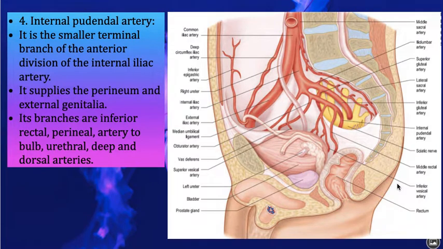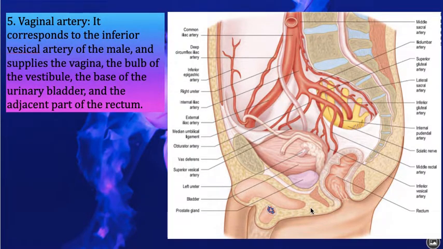Then we have the internal pudendal artery. We can see this is the internal pudendal artery, a smaller terminal branch of the anterior division of the internal iliac artery, supplying the perineum and the external genitalia. The branches are inferior rectal, perineal, artery to the bulb, urethral, deep, and dorsal arteries.